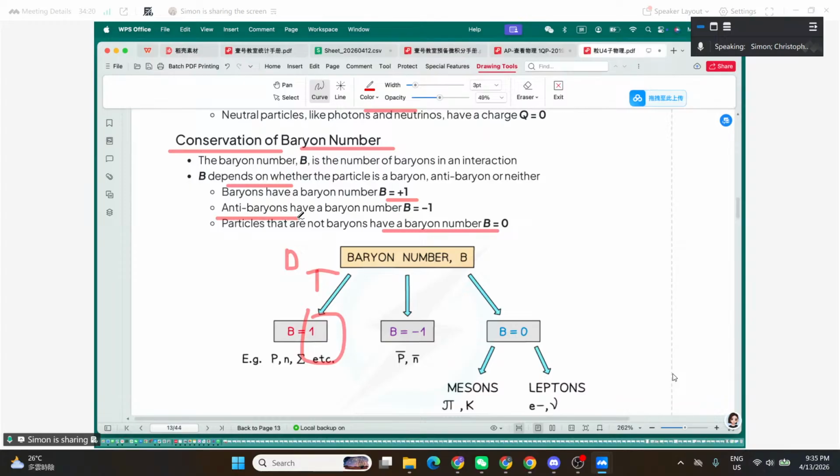So if you are an anti-baryon, for example the anti-proton, which is one type of anti-baryon, the baryon number is negative one, because you are the anti. If you are the proton, the baryon number is positive one. But if you are antimatter, the baryon number is negative one. Okay, no problem.